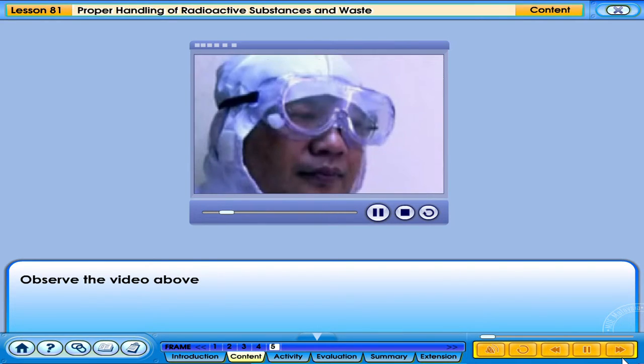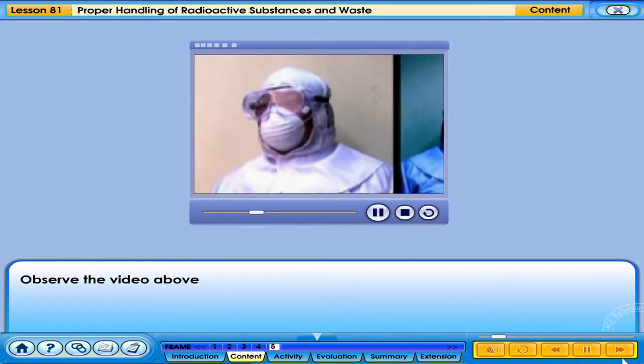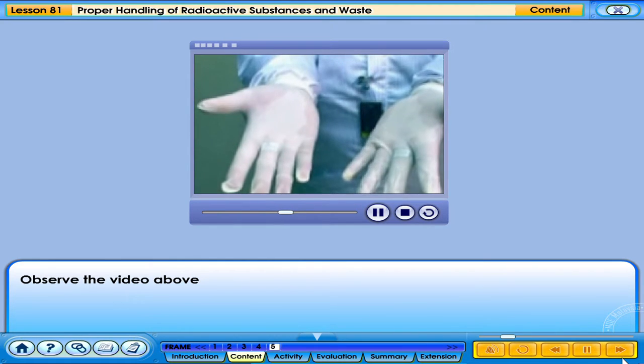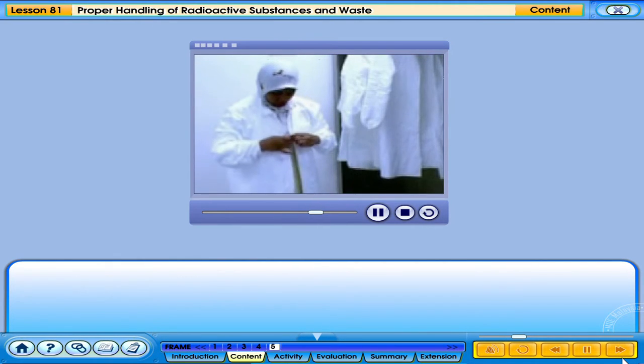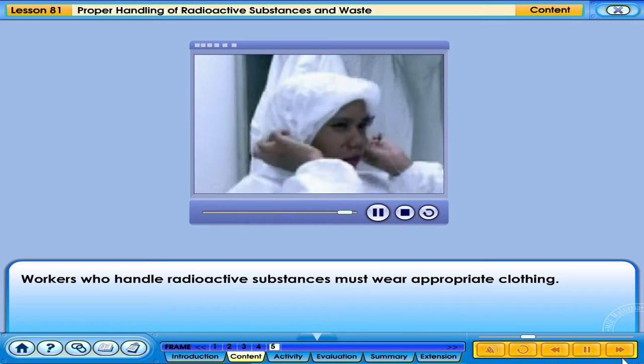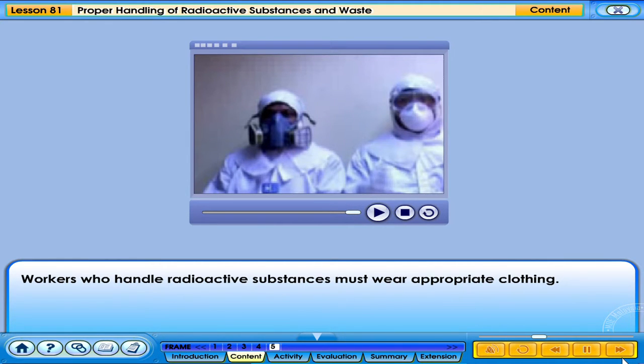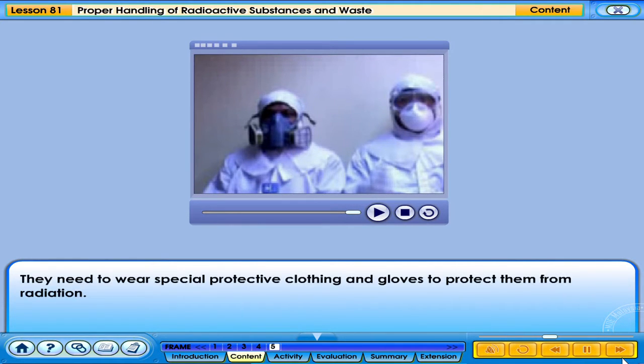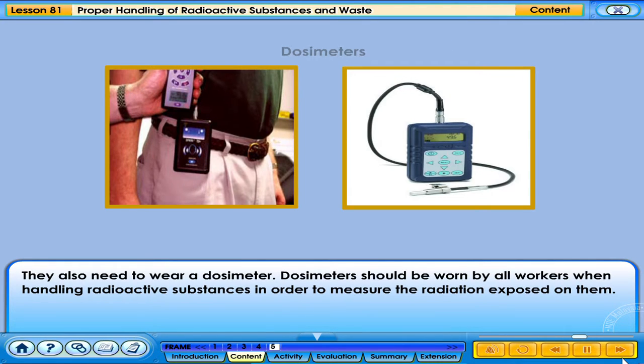Observe the video above. Workers who handle radioactive substances must wear appropriate clothing. They need to wear special protective clothing and gloves to protect them from radiation. They also need to wear a dosimeter. Dosimeters should be worn by all workers when handling radioactive substances in order to measure the radiation exposed on them.